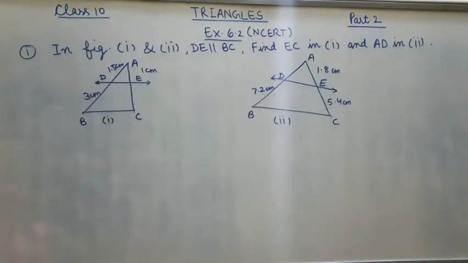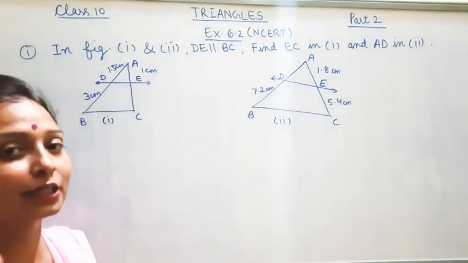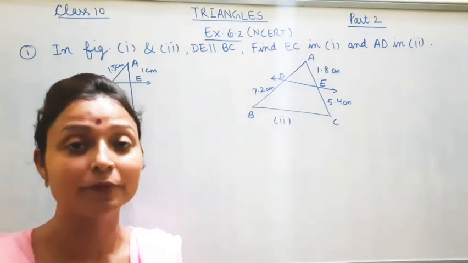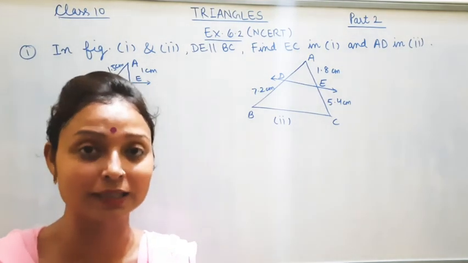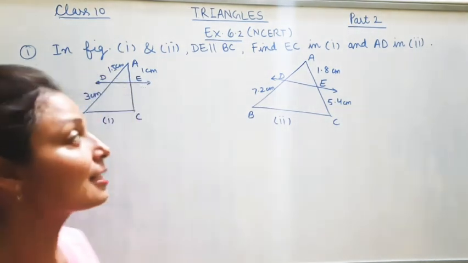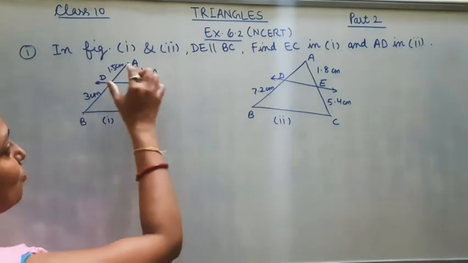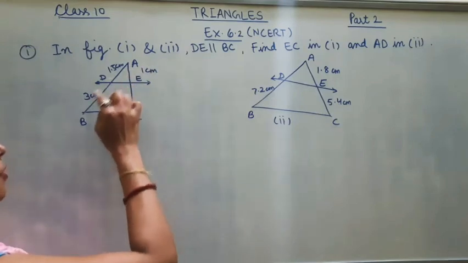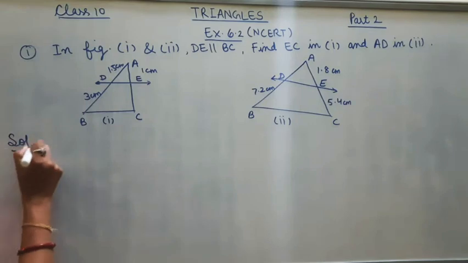Now come to question number one of exercise 6.2, which is based on the basic proportionality theorem. First of all, I will remind you about it. That theorem says that if a line is parallel to the third side of a triangle, it divides the other two sides proportionally by intersecting them. So in this question, DE is parallel to BC, and by using BPT, AD upon DB is equal to AE upon EC. So I will use that BPT.